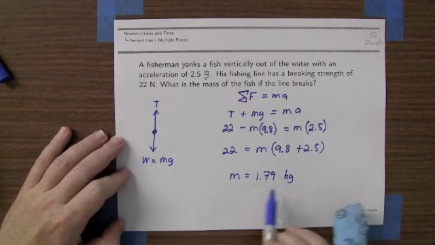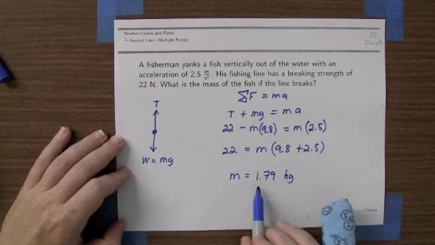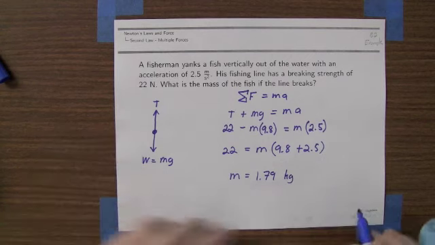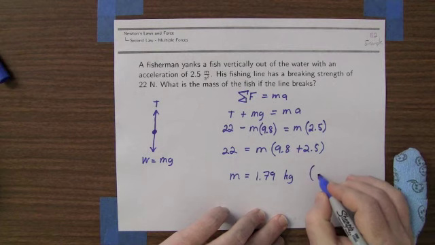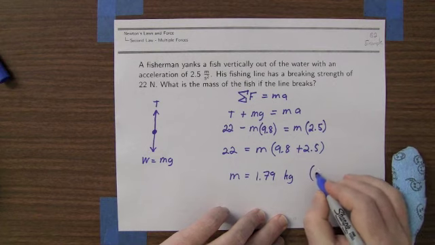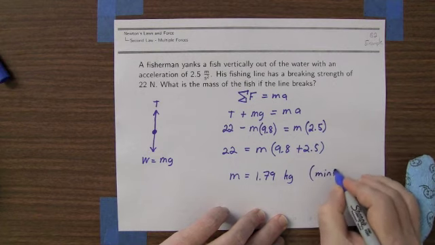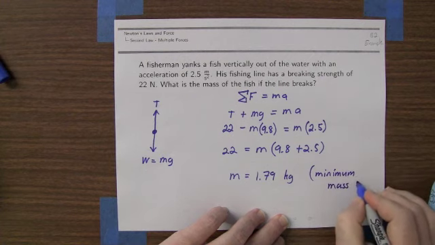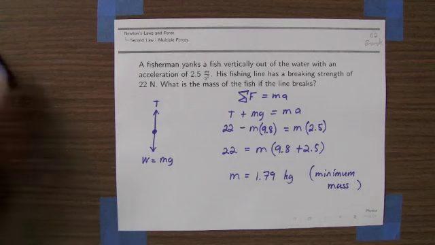And again, because the line is breaking, we know intuitively that the mass of the fish is actually greater than this. So I'll just put out here, this is the least, or the minimum mass for that.